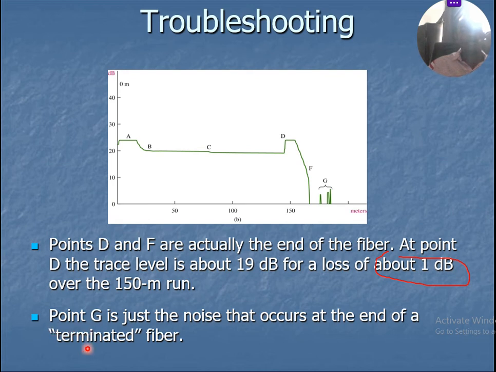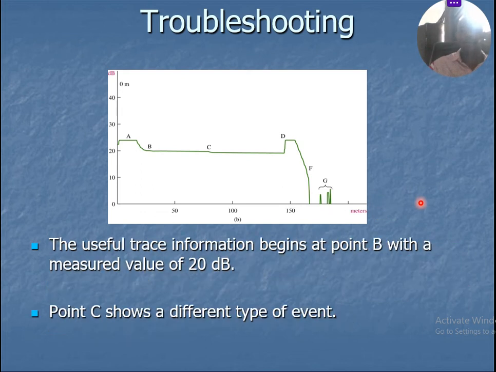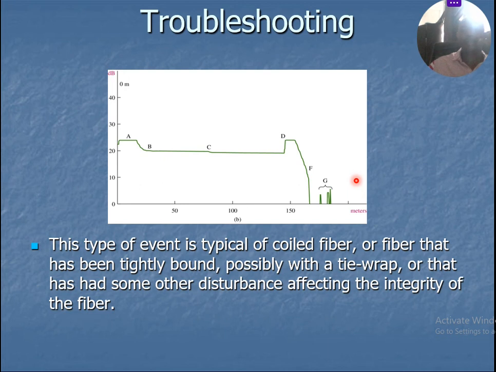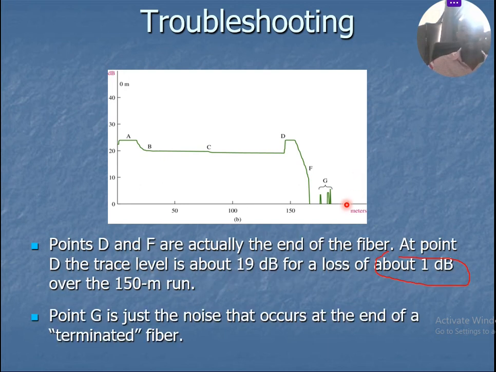Now we say point G is just the noise that occurs at the end of the terminated cable. Why is this noise coming from a terminated cable, whereas the one we looked at before is the noise from an unterminated cable? You can see there's continuity there. That noise is coming from an unterminated cable for figure A. For figure B, the noise is coming from a terminated cable, because there's no continuity. It got to 0 before we had this noise.